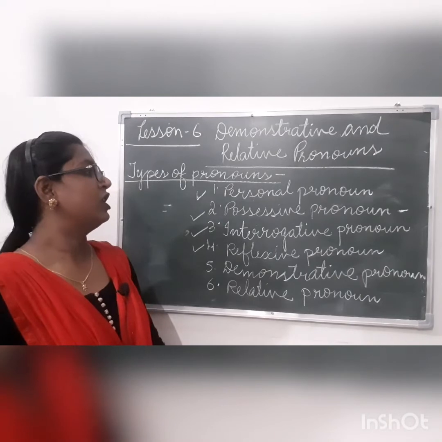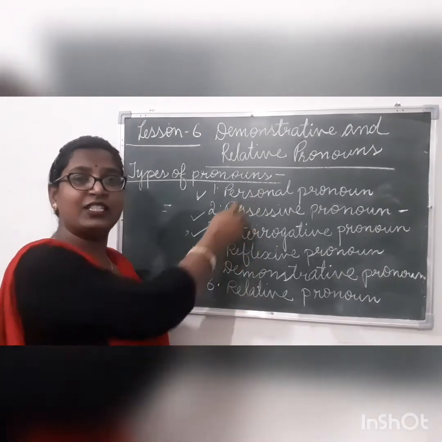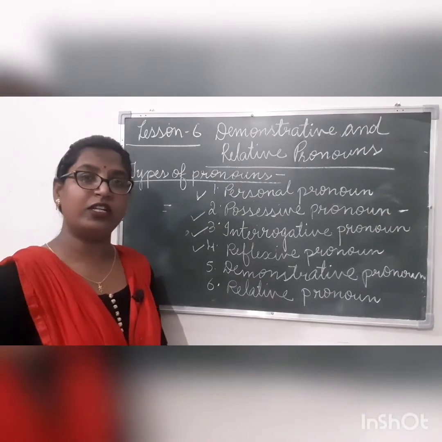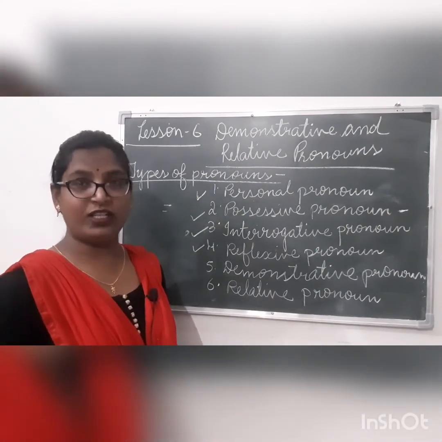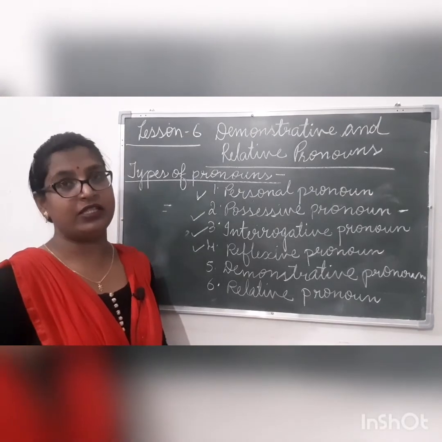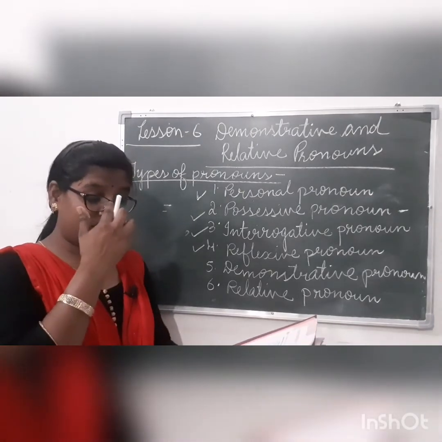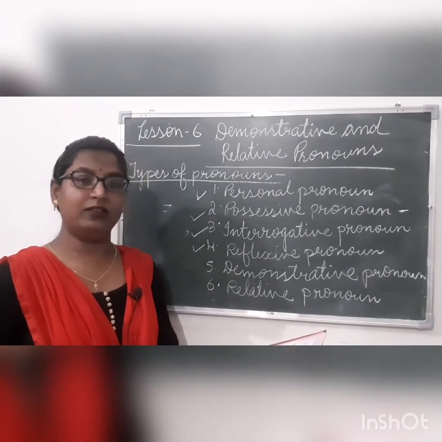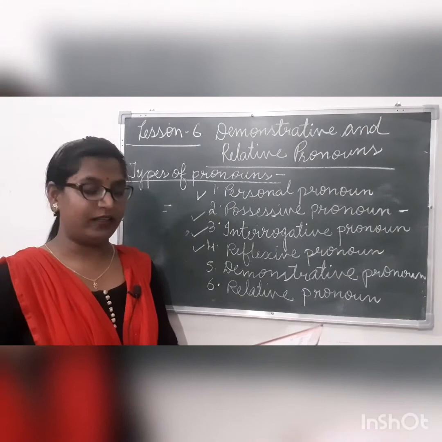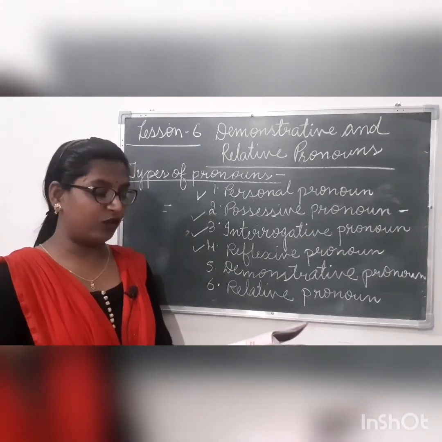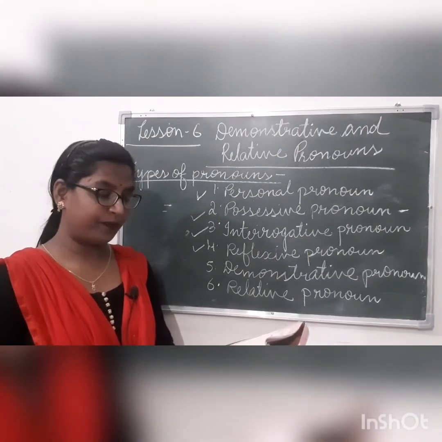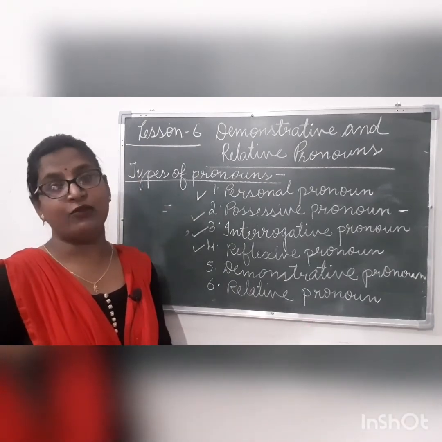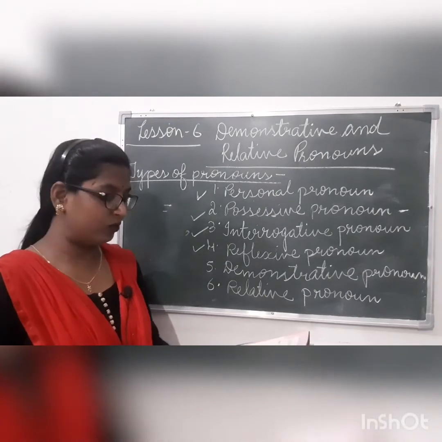Personal pronouns. The pronouns which stand for a person or thing are called personal pronouns. Personal pronouns are of 3 types: the first person, the second person, and the third person. The pronouns which stand for the person speaking are called pronouns of the first person. For example, I and we are the first person pronouns.